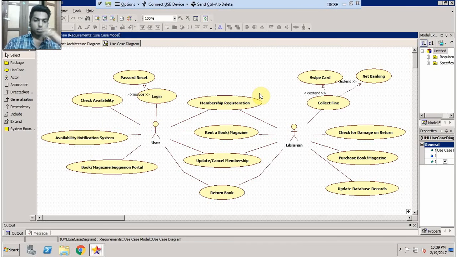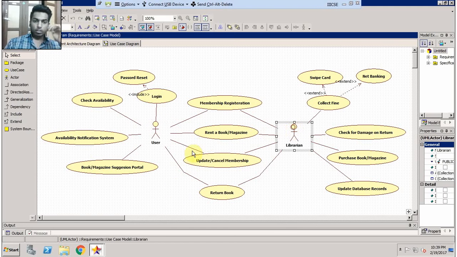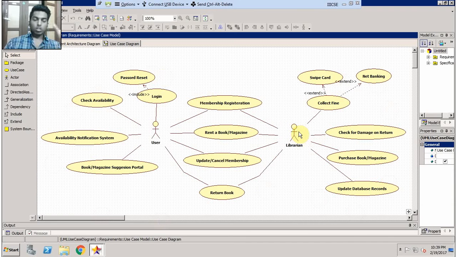This is the library management system. These two are the actors in the system, that is the user and the librarian, and there are a few use cases. Some of the use cases don't require only the interaction of one actor, whereas others require interaction of both the actors. So let's see. First is membership registration. For a user to take membership in a library, he has to interact with the library. That is why this particular use case requires interaction of both the actors.